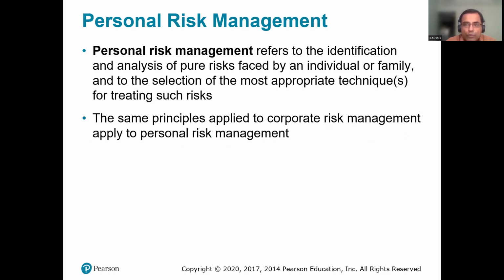So I will conclude by mentioning that an individual can also formulate a risk management program for themselves. So the individual needs to follow the same four-step process and figure out what would be the proper way to manage risk for themselves. That's all for chapter 3.